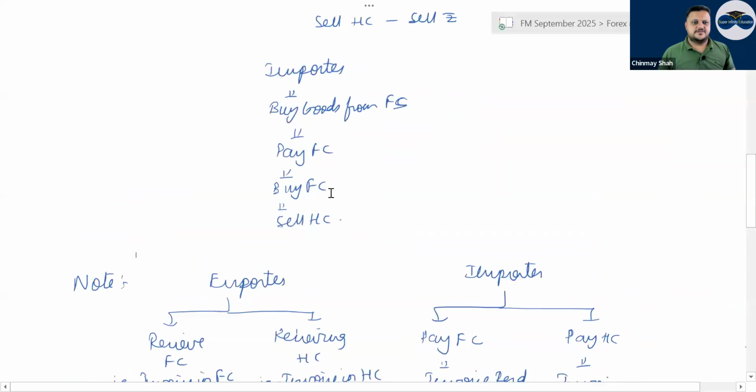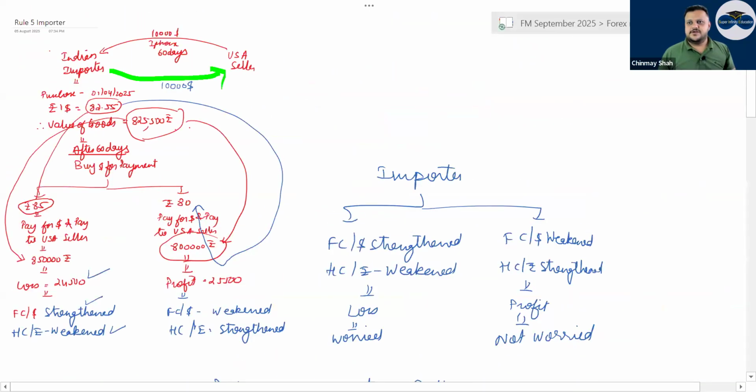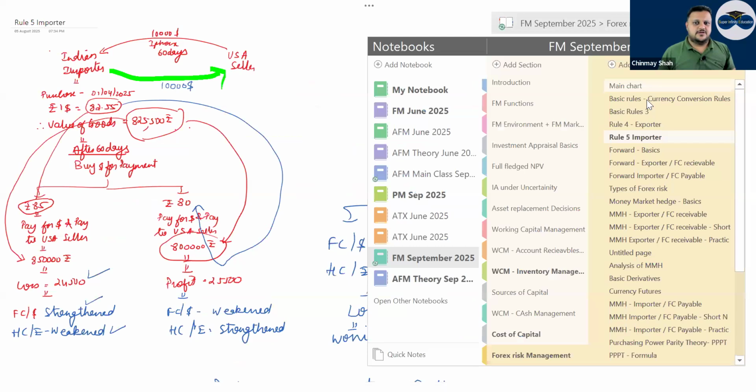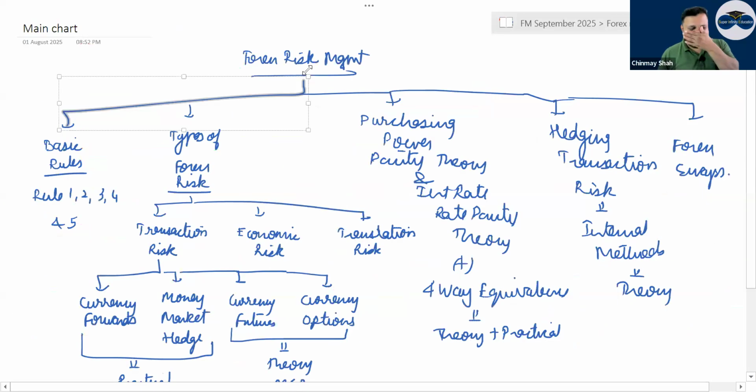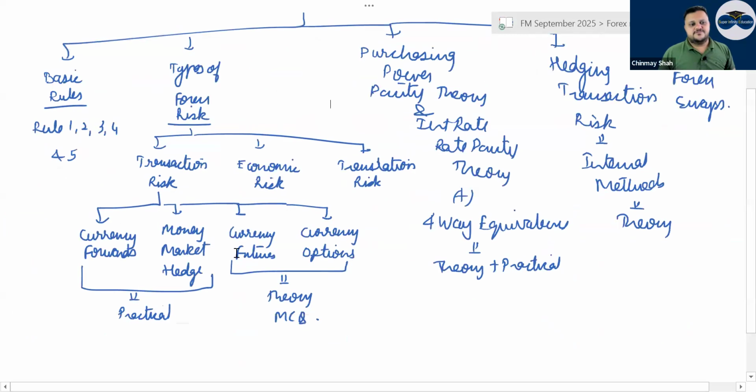We're starting with the forex part, right? The basic rules of forex. So this is the chart of forex. If you ask me from where questions are asked, the majority of questions are based on forwards and money market hedge. One question has to come in the exam from this. Tell me, it is compulsory to have one question from forwards and money market.